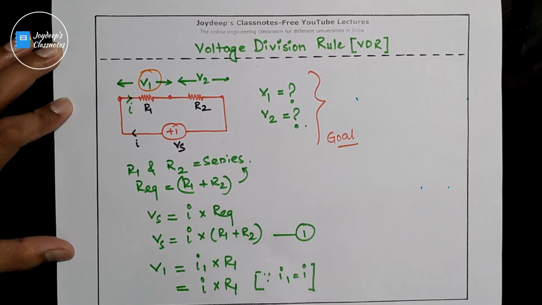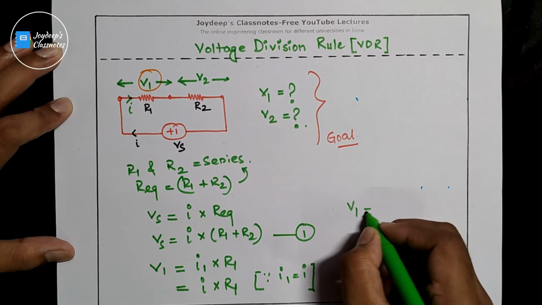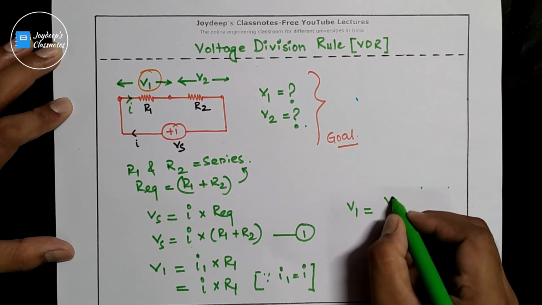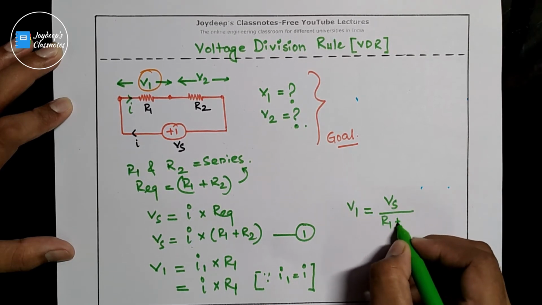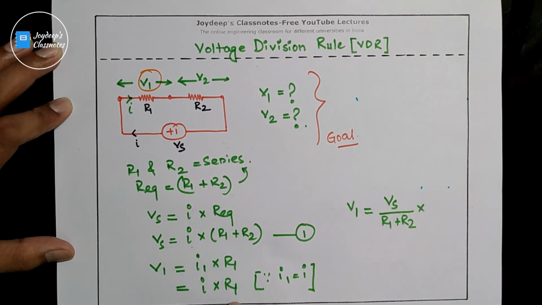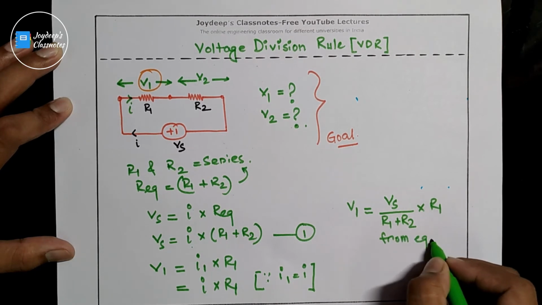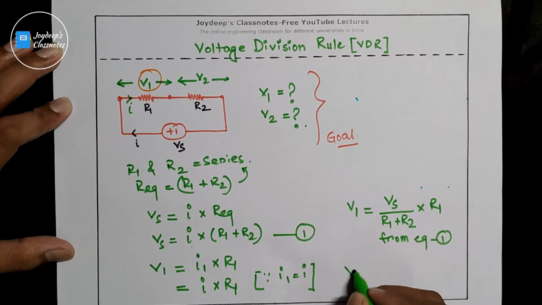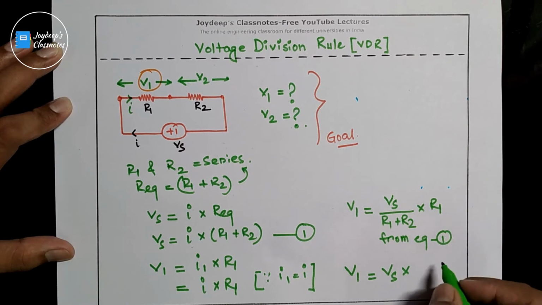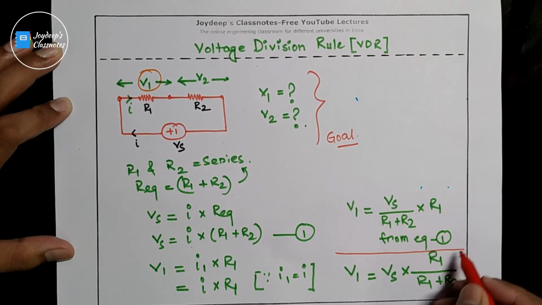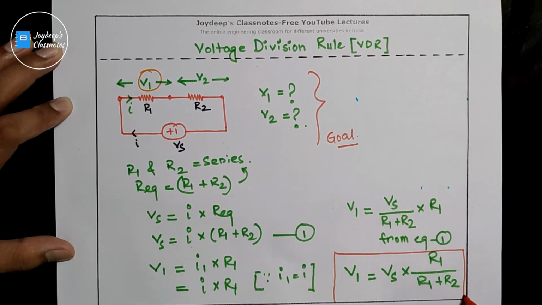So from this we can write V1 is equal to I into R1. If we put the value of I from equation 1, it will be Vs divided by R1 plus R2, into this R1 value. So V1 is equal to Vs, the source voltage, into R1 divided by R1 plus R2. This is the value of V1.